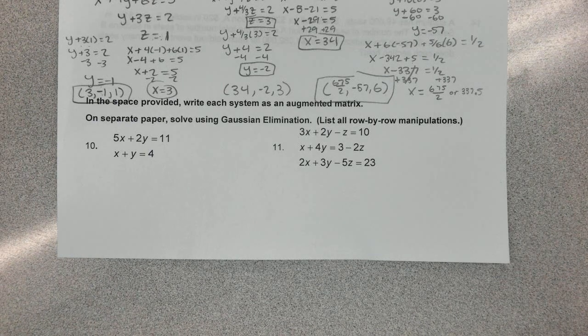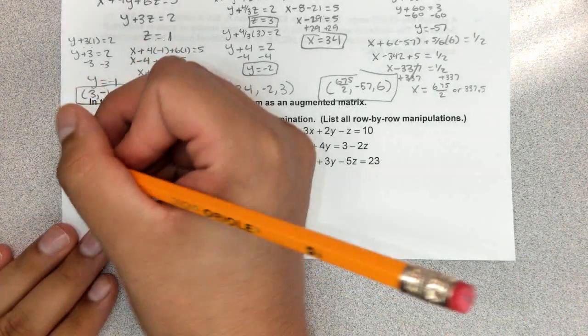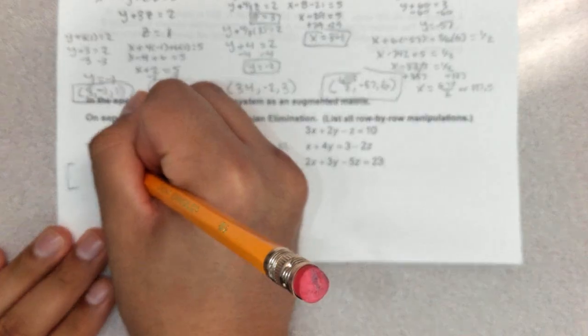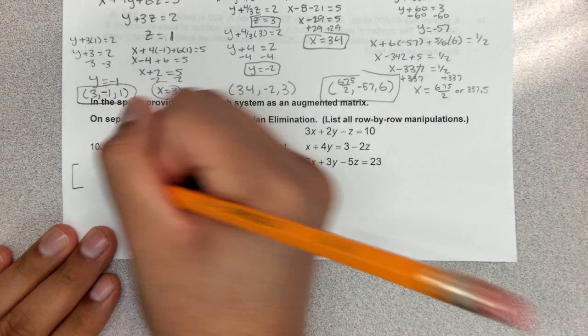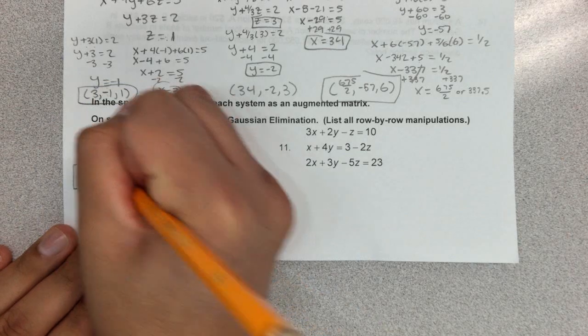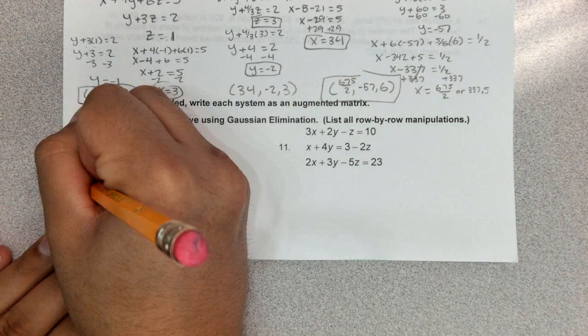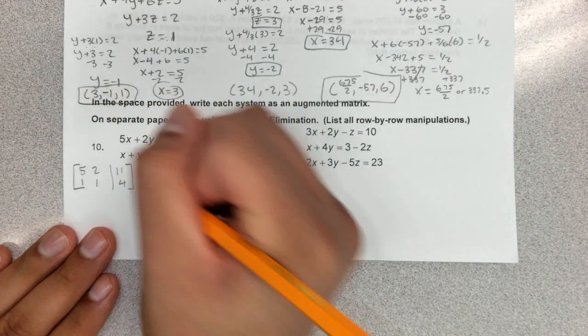Alright, so now let's move on to number 10. In the space provided, write each system as an augmented matrix on separate papers, solve each using Gaussian elimination, list all row-by-row manipulations. Alright, so for number 10, we have a 2x2 system. I'm just going to go ahead and put this as an augmented matrix. Alright, so we have 5, 2, 11 for the first row, 1, 1, 4.